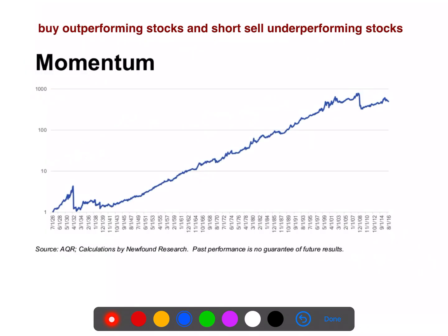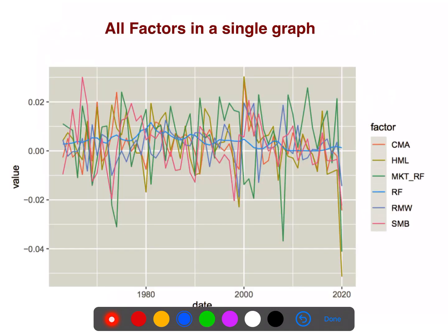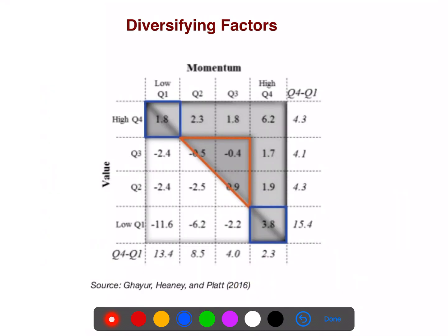So we use a combination of size, value, momentum. For example, for momentum, we long outperforming stocks and short sell underperforming stocks. We can see all of these factors from 1981, which is my birthday, to 2021, post-corona. You will see different results. They have some correlation with each other, 2 by 3, 3 by 2.